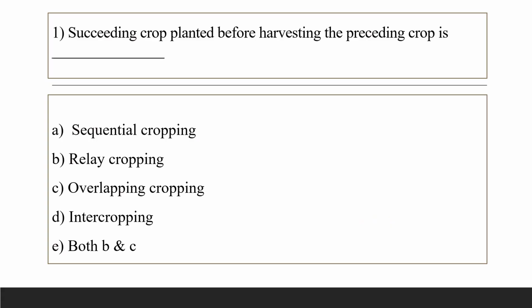The succeeding crop planted before harvesting the preceding crop is. You can write the answer in the comment box section. If the second crop is planted before the harvest of the first crop, it is relay cropping, also known as overlapping cropping. If the second crop is planted after the harvest of the first crop, it is sequential cropping, also known as non-overlapping cropping. So the answer is both B and C, option E.